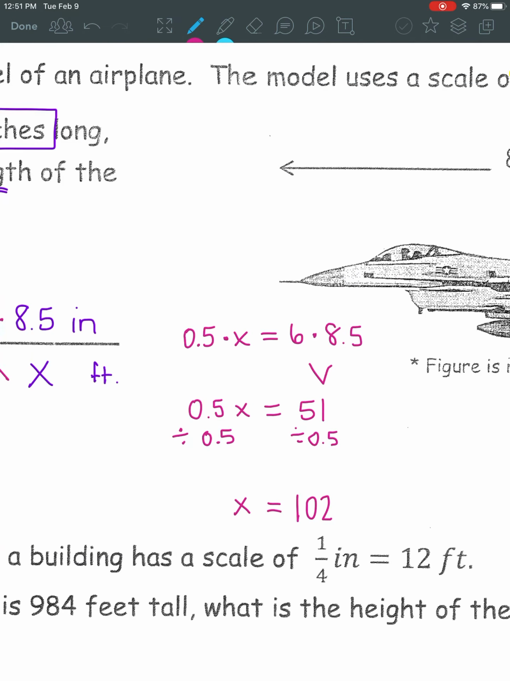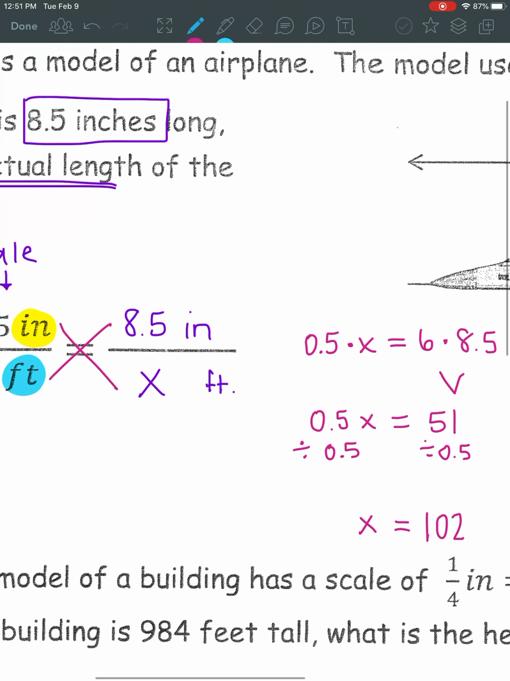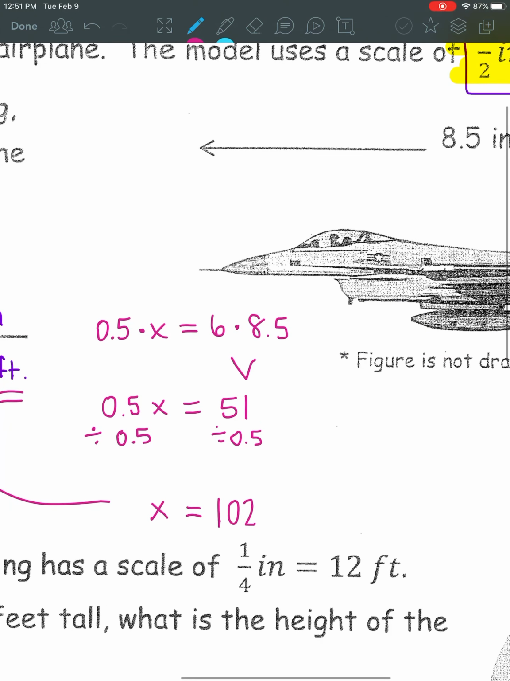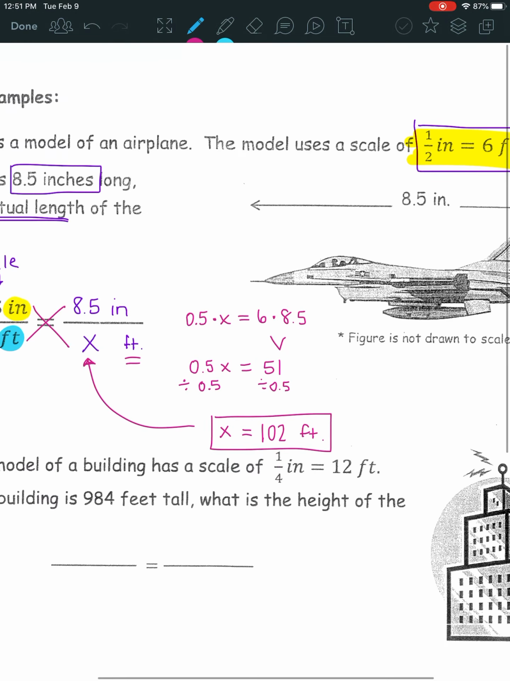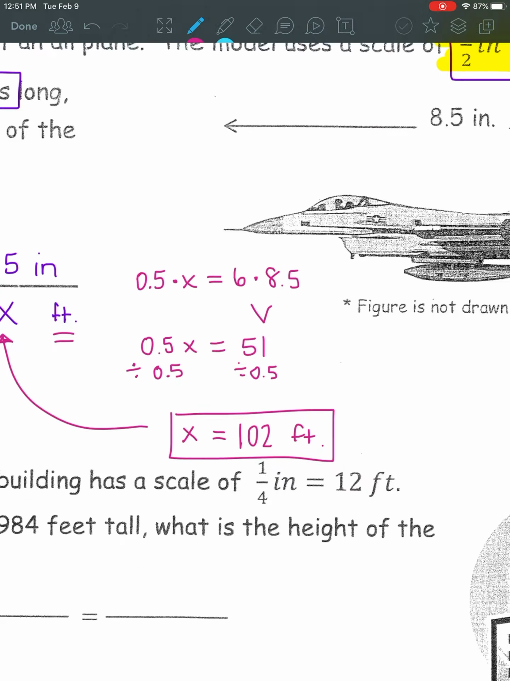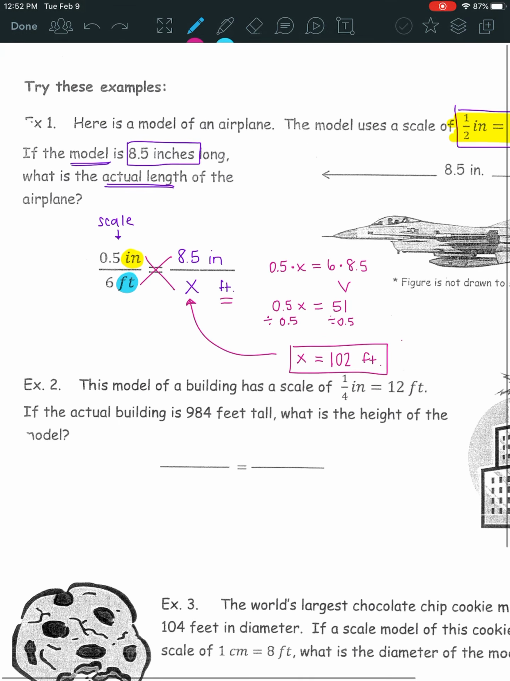Now again, you can use your calculator. I know that off the top of my head, but you could put in your calculator 51 divided by 0.5. Make sure you get the decimal in there. So what we just found was the actual length of the airplane, so make sure in the end we need to label and answer the question. So the airplane is 102 feet long. Now, would it make sense for our actual real-life airplane to be 102 inches? So that's why it always is important that we label our measurement in the end, okay?